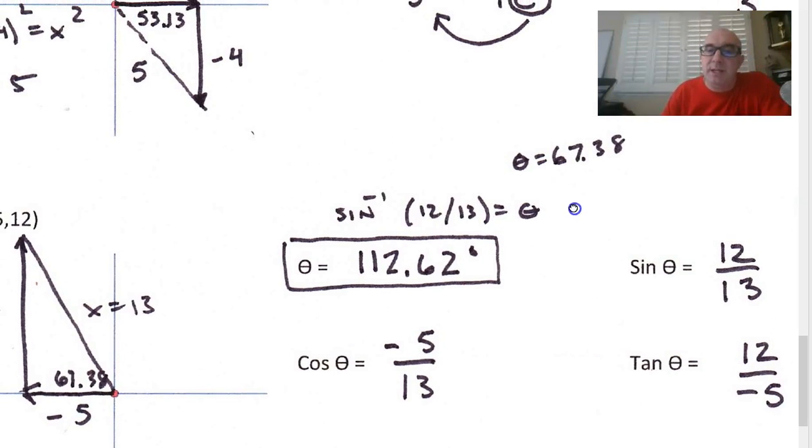Now again, when I put that into the calculator, when I did the inverse of sine, I got 67.38, which is basically the reference angle. And then I found what that would be in this particular quadrant. Great.